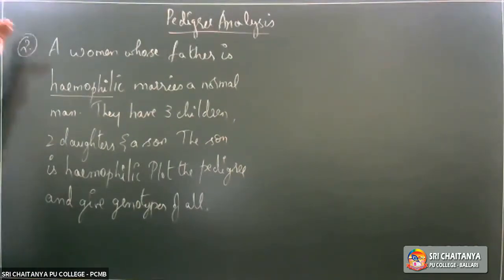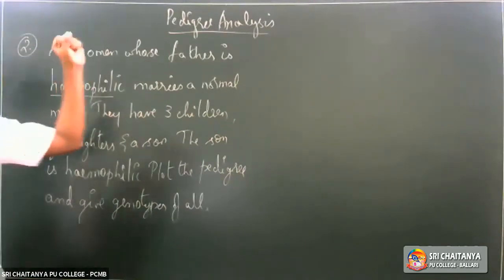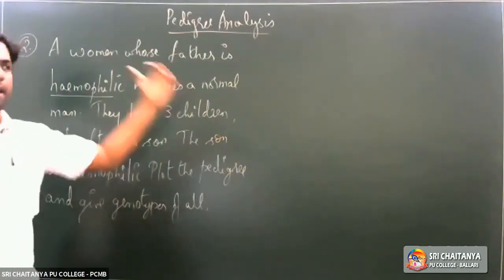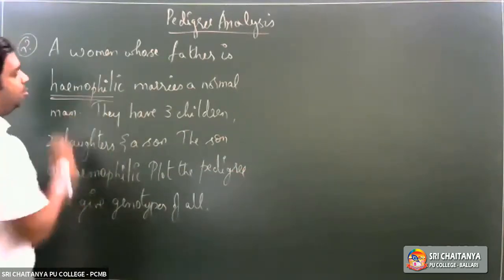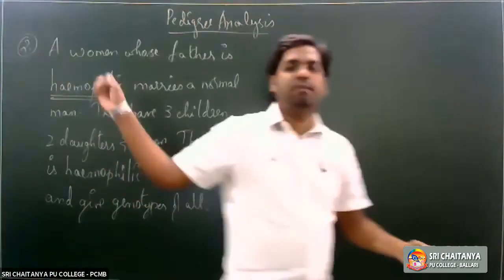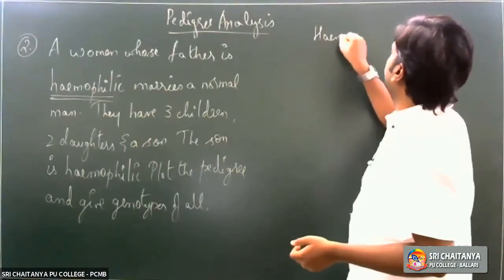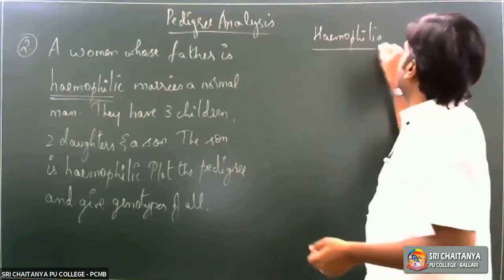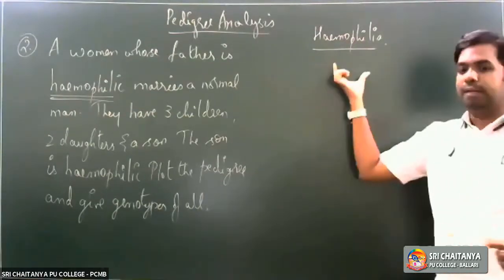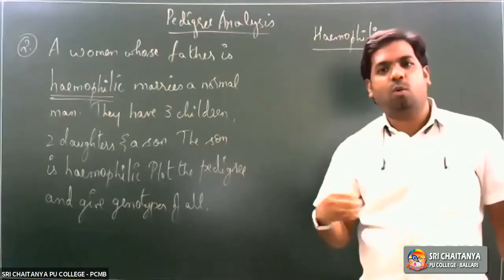So this is the question we have, and based on this question we would start plotting the pedigree chart. Right. Okay. Before we plot the pedigree chart, what exactly is this hemophilic all about? Hemophilic, or we usually call it hemophilia, is actually a genetic disorder, right? When we say genetic disorder, what does that mean?